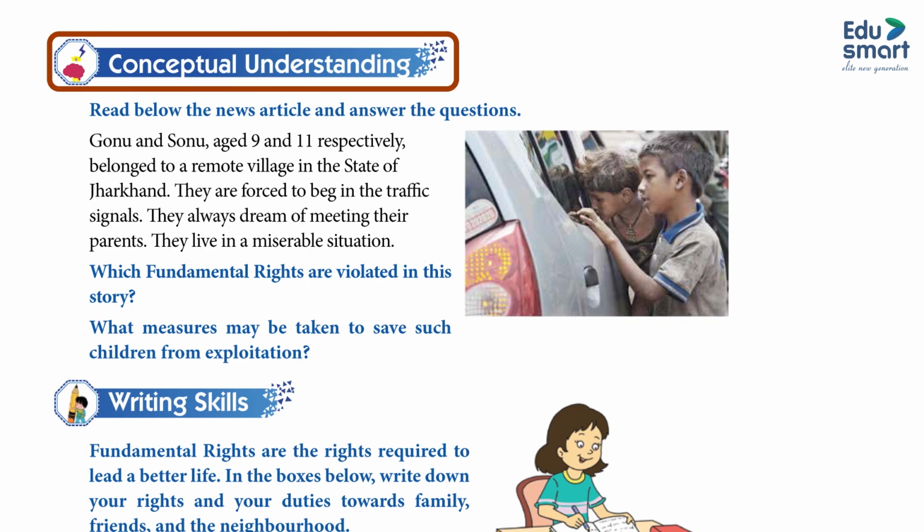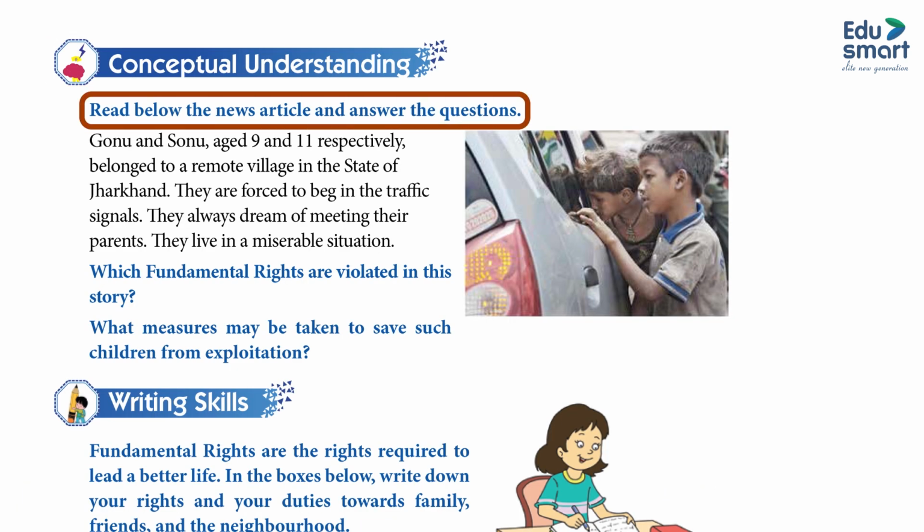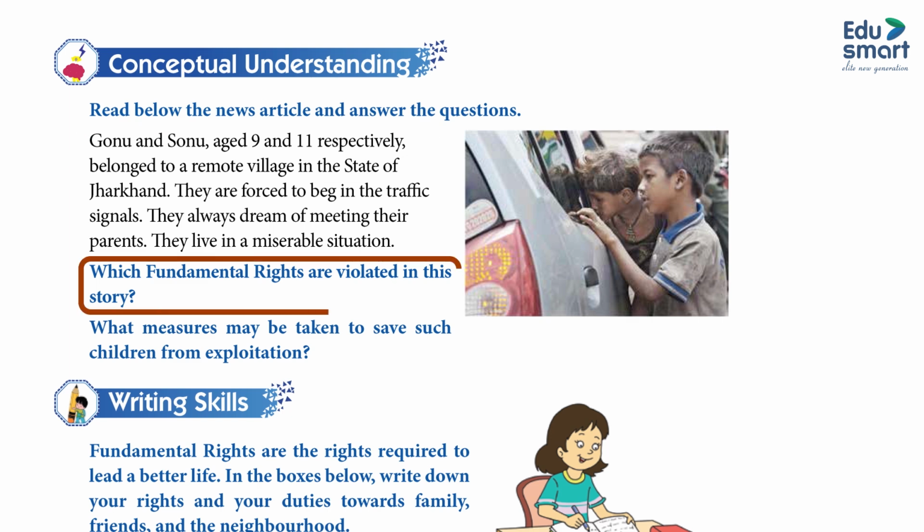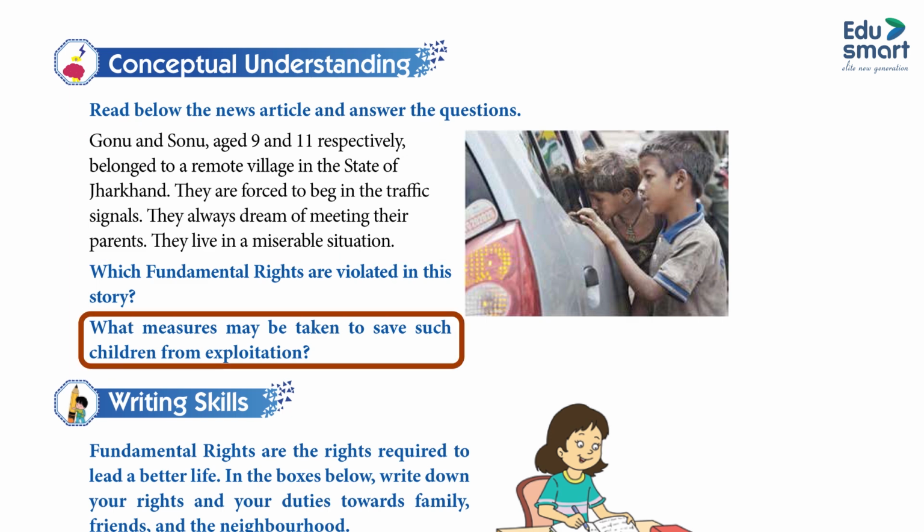Conceptual understanding. Read the news article below and answer the questions. Gonu and Sonu, aged 9 and 11 respectively, belonged to a remote village in the state of Jharkhand. They are forced to beg at the traffic signal. They always dream of meeting their parents. They live in a miserable situation. Which fundamental rights are violated in this story? What measures may be taken to save such children from exploitation?